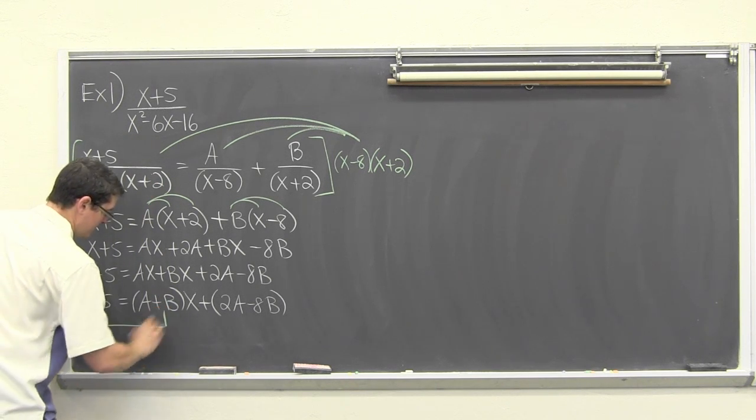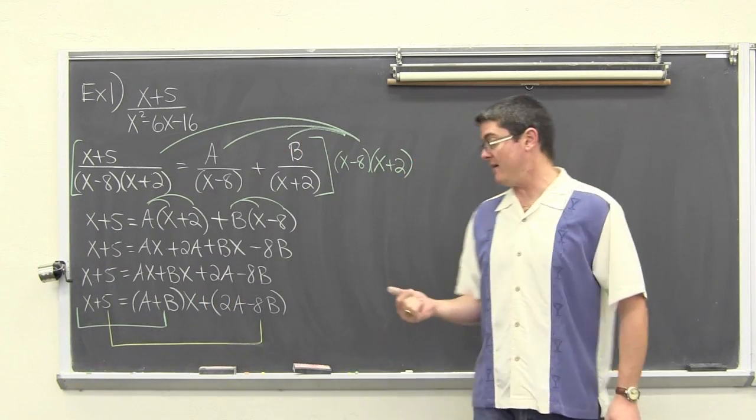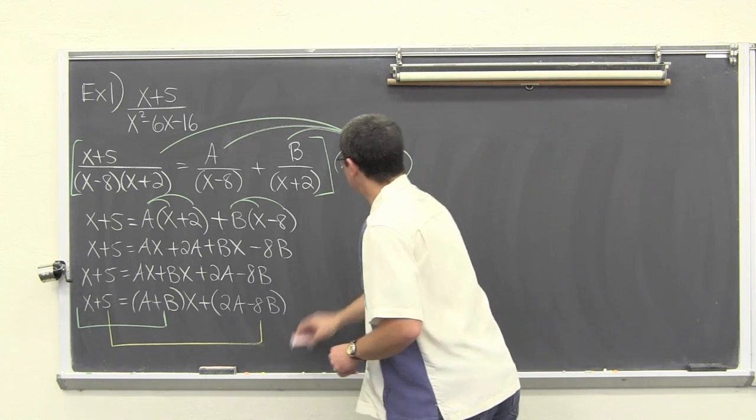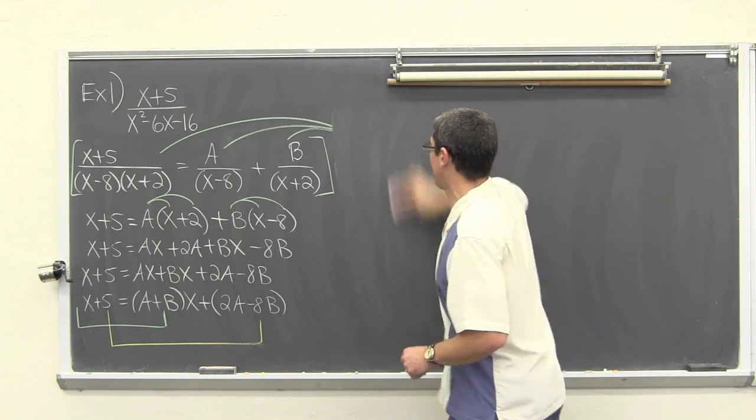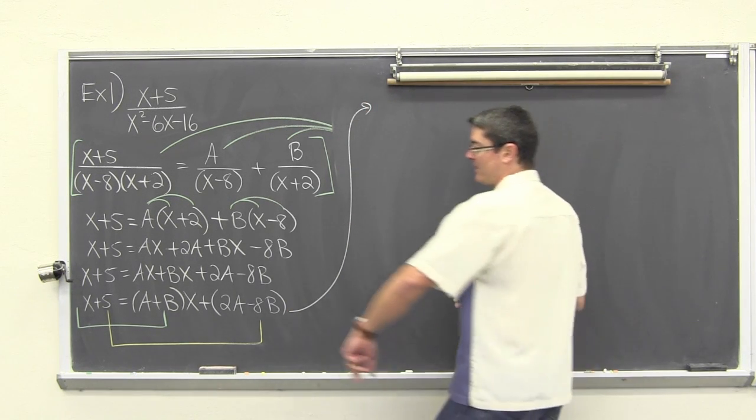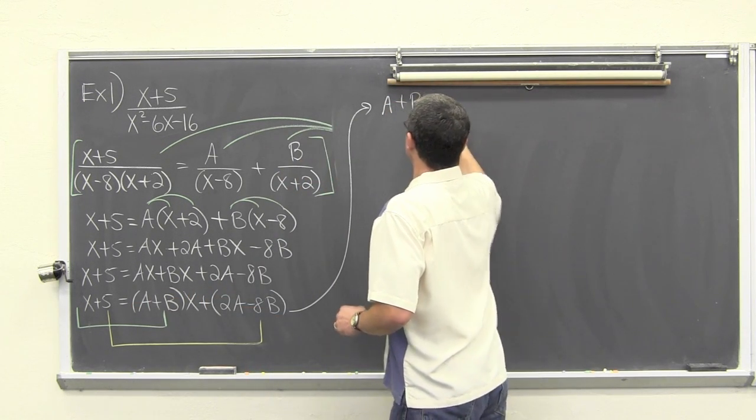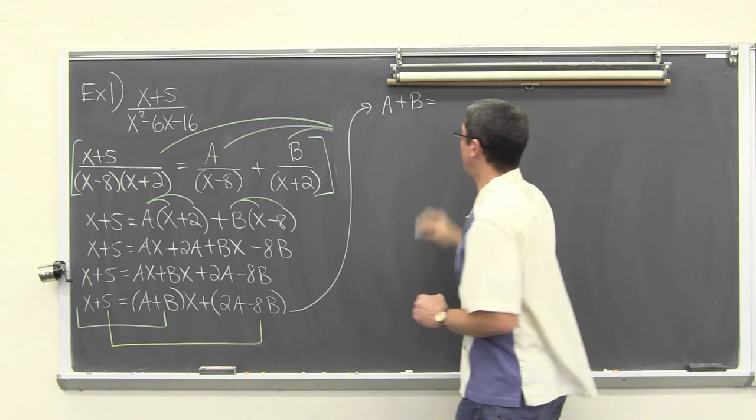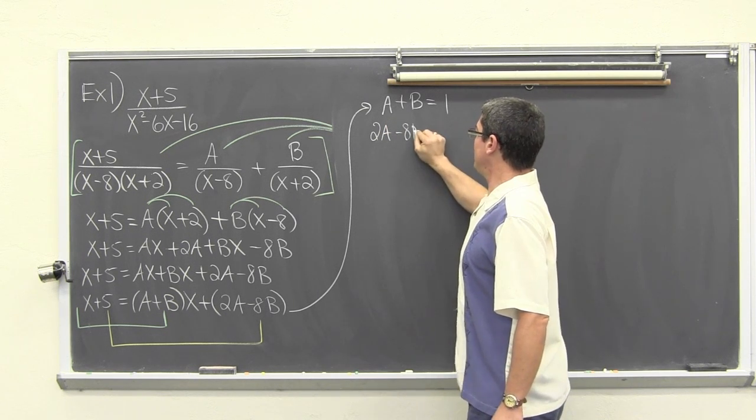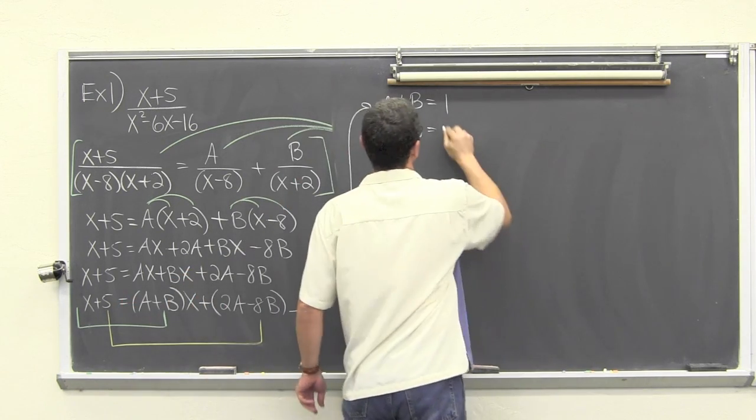Now we're ready to match up the coefficients for x squared if we have them, match up the coefficients of x, and then finally the constants. I want to erase this so I can have a bit more room to write, and set up this little system. Now we've got the coefficient of this x, which is a plus b, equals the coefficient of x on the left-hand side, which is 1, and our constants of 2a minus 8b, that's equal to our constant of 5.